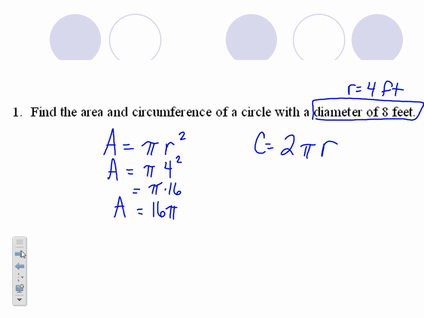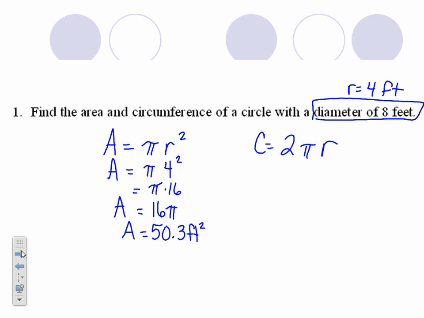But if I actually want to calculate the decimal value or approximation for the area, I would type in 16 times pi into my calculator, or just 16 pi, and it will give me the approximation for that area. So 50.3 feet squared.